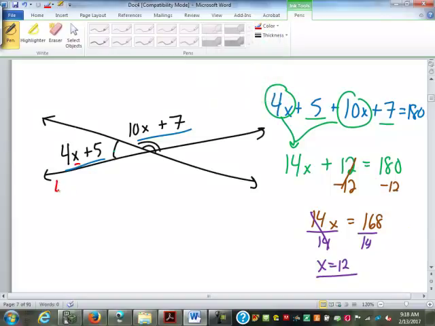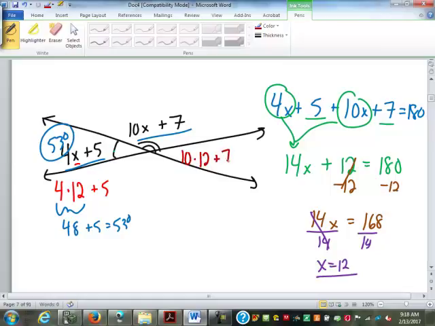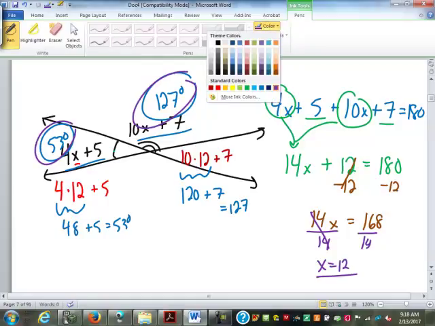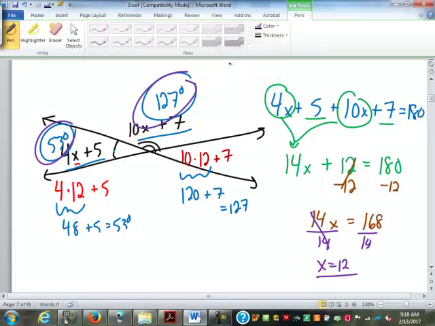Perfect. We substitute that in for x. So 4x becomes 4 times 12 plus 5. So 4 times 12 is 48 plus 5 is 53. You are correct. And then this one, 10 times 12 plus 7. 10 times 12 is 120. Plus 7 is 127. Now, just to double check, those should add up to 180, do they? Yes, they do. They do add up to 180, so we're relatively sure that is a correct answer.